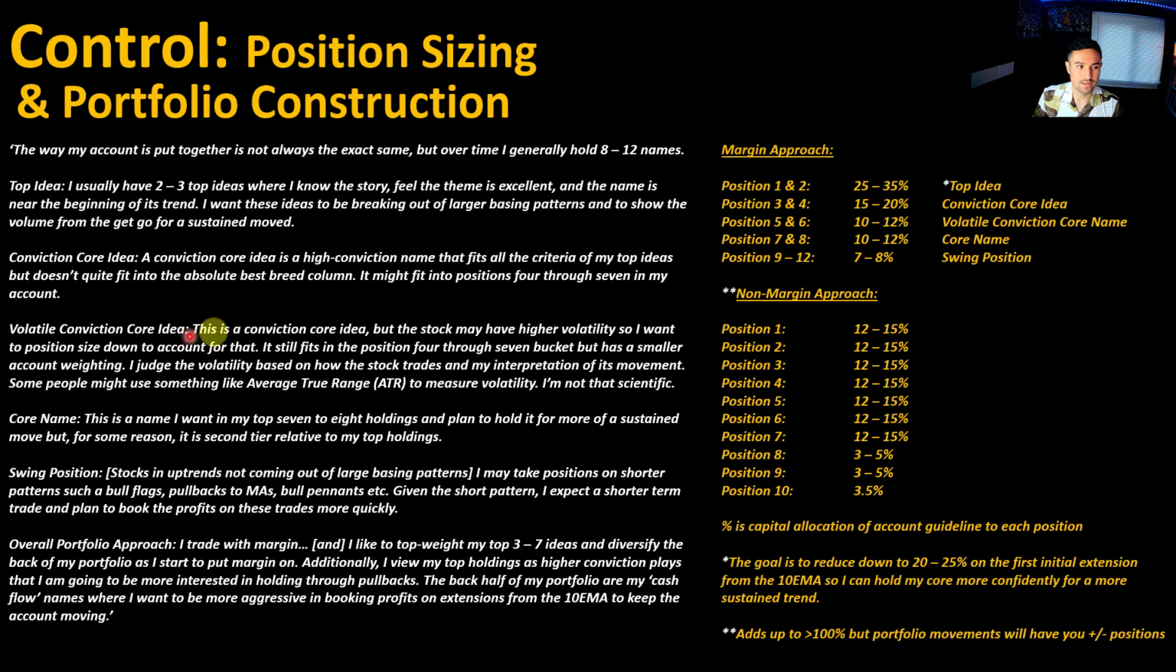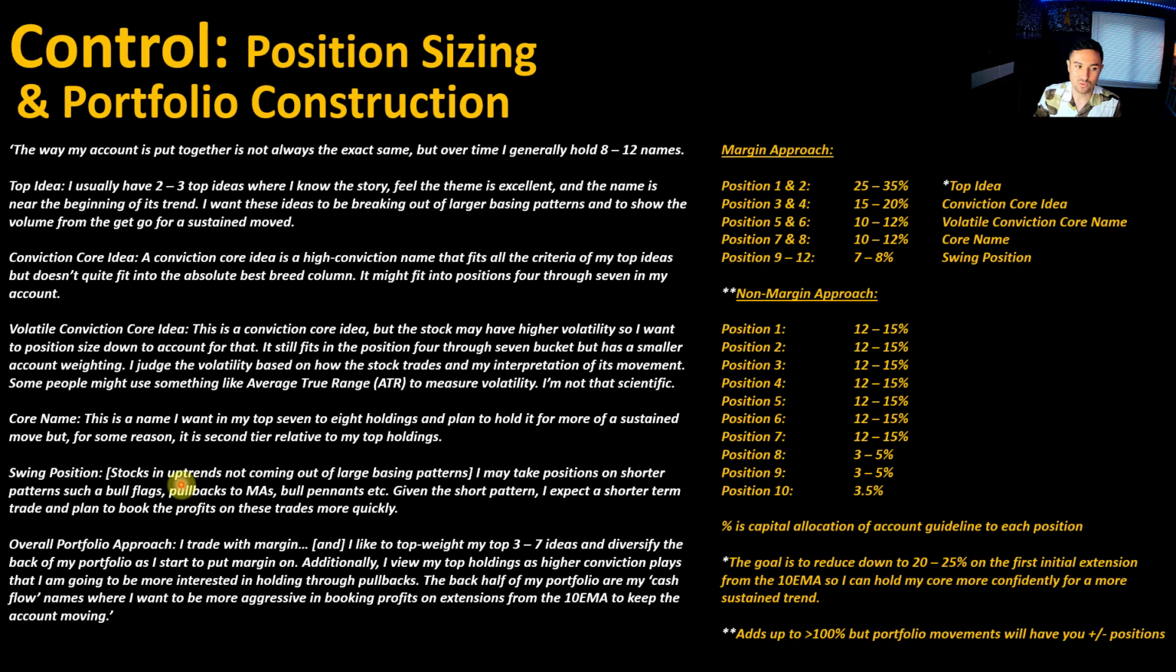Volatile conviction core idea. This is a conviction core idea, but the stock may have higher volatility, could potentially be less liquid as well. So I want to position size down to account for that. It still fits in the position 4 through 7 bucket, but has a smaller account weighting. I judge the volatility based on how the stock trades and my interpretation of its movement. Some people use things like average true range, ATR, as a measure of volatility. I'm not that scientific. Core name. This is a name I want to have in my top 7 to 8 holdings and plan to hold it for a sustained move, but for some reason it is second tier relative to my top holdings.